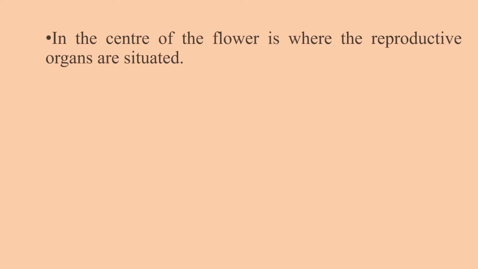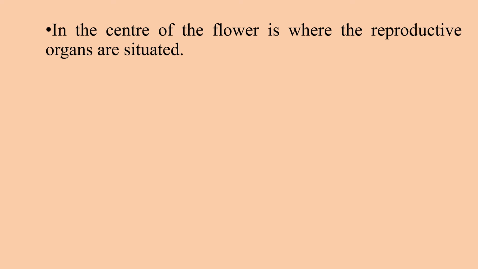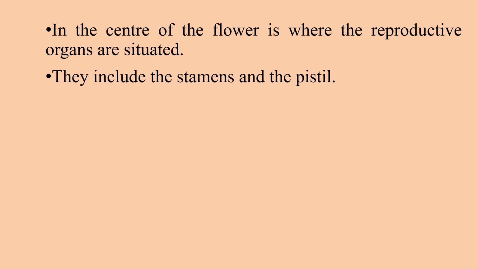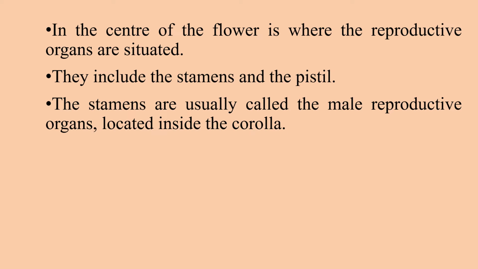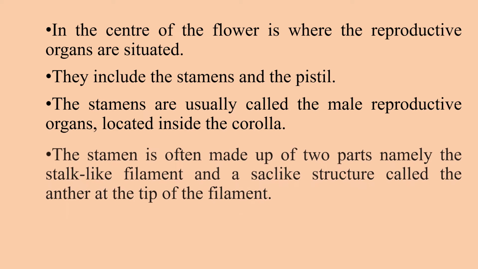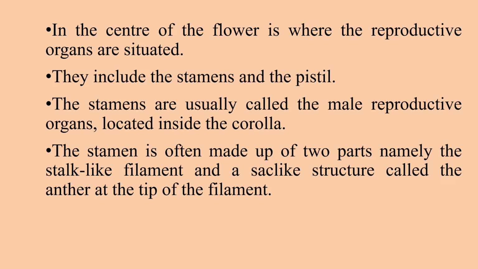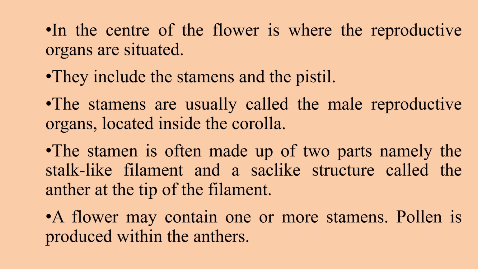In the center of the flower is where the reproductive organs are situated. They include the stamens and the pistil. The stamens are usually called the male reproductive organs, located inside the corolla. The stamen is often made up of two parts, namely the stalk-like filament and a sac-like structure called the anther at the tip of the filament. A flower may contain one or more stamens. Pollen is produced within the anthers.